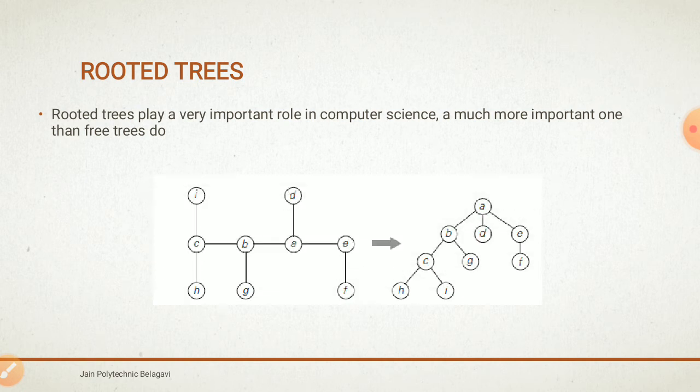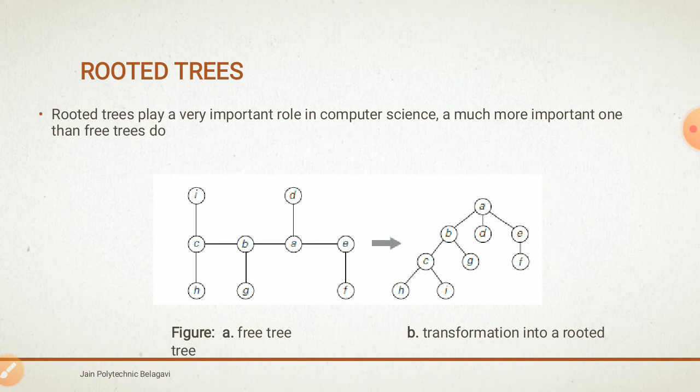Rooted trees play a very important role in computer science, a much more important one than free trees do. Here we have one example, a free tree and its transformation into a rooted tree. In the tree we are transforming into a rooted tree, the diagram indicates which node is the parent node, the root node of this particular tree.